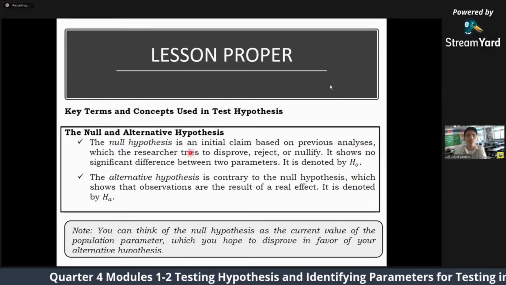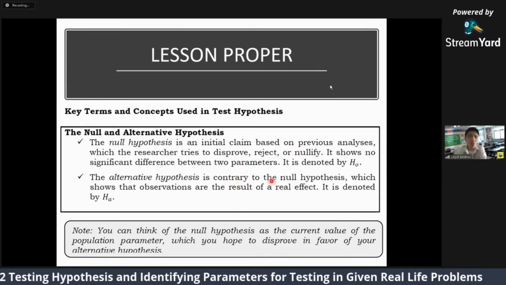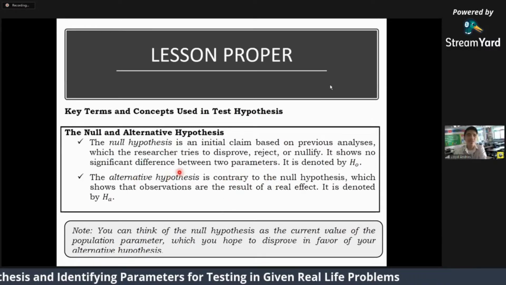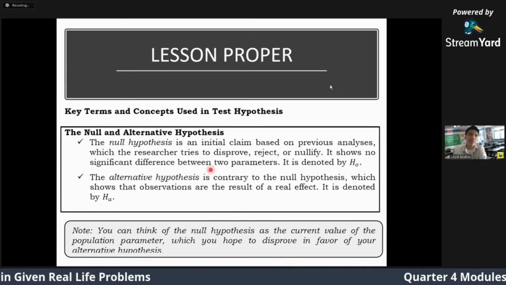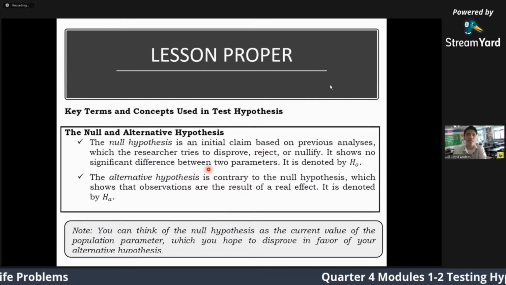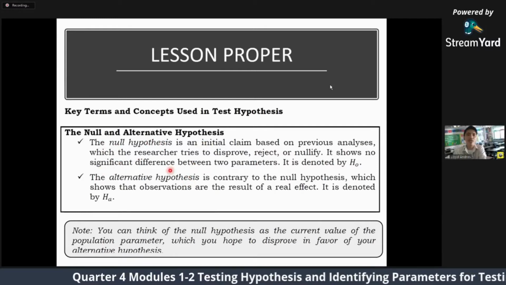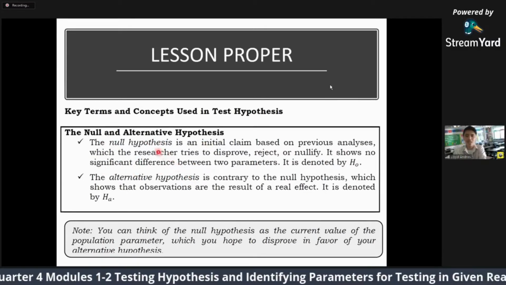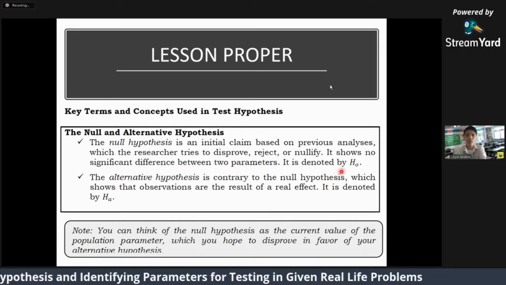When you say null hypothesis, meaning ang assumption nimo na walay difference sa previous na data. So it shows no significant difference. Na ay difference posible pero dili nga na ka-significant, dili nga na kadako. So mao na ang null hypothesis. There is no significant difference. So mao na siya null, no, from the word no. So denoted by H sub O.